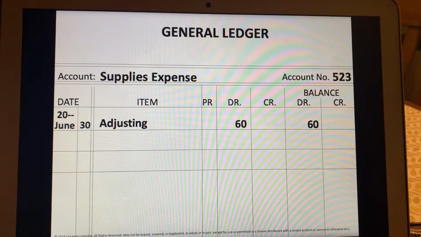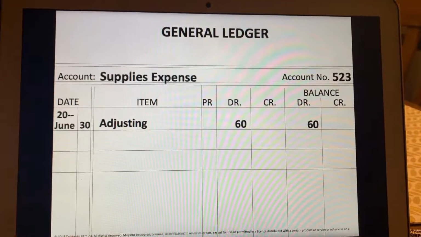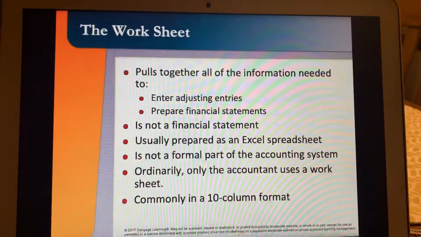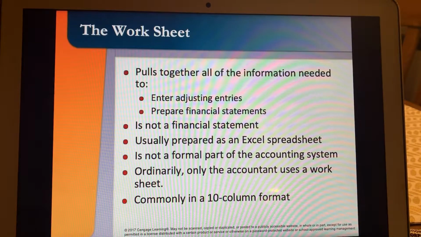So adjusting will be debit. They're both debit balances, so there'll be a debit and the ending balance. So it says objective 3 is prepare a worksheet. So the worksheet pulls together all the information needed to enter adjusting entries, prepare financial statements. It is not a financial statement, usually prepared as an Excel spreadsheet, is not a formal part of the accounting system. Ordinarily, only the accountant uses a worksheet, commonly in a 10-column format.